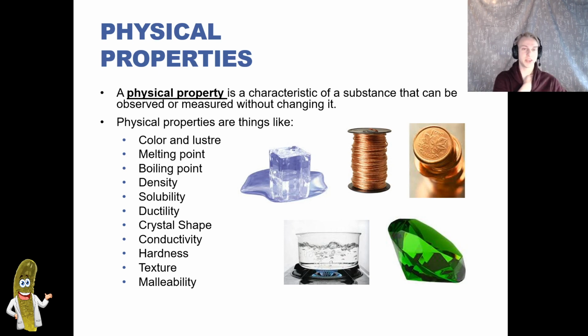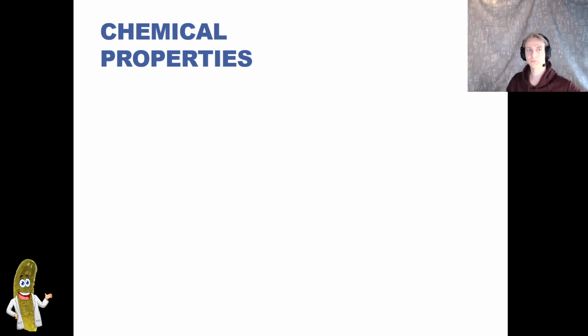So some physical things would be color, melting point, boiling point, the density, solubility, the ductility, the crystal shape, the conductivity, the hardness, the texture, and the malleability. All of those things are physical properties. So again, things that you can see and they can be observed without actually changing the substance itself.